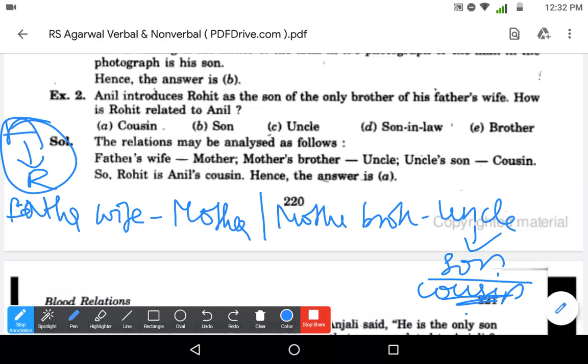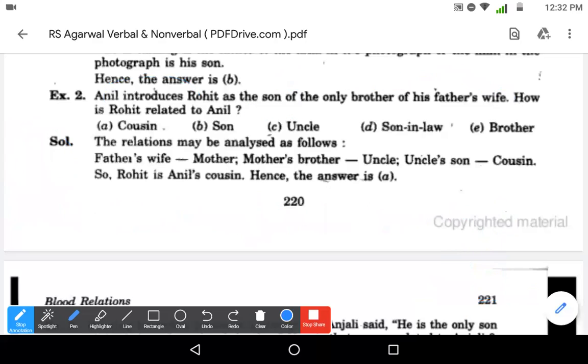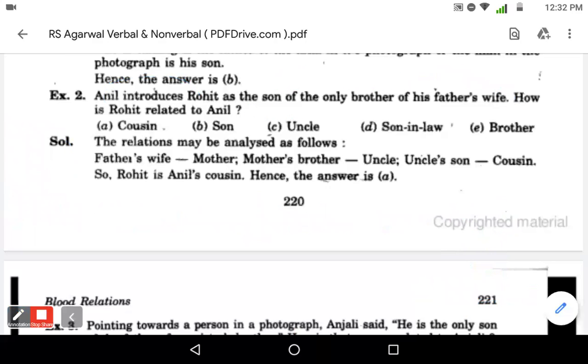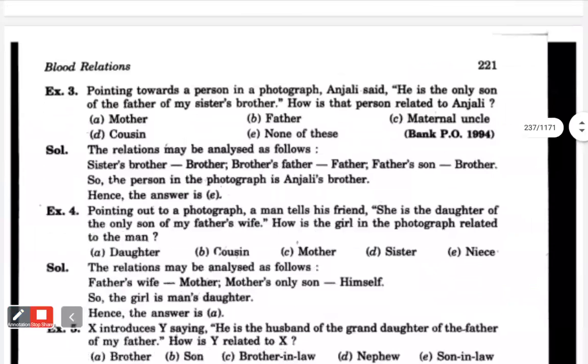So to solve such problems, you will require those blood relations to be learned. Okay, once again, father's wife is mother, mother's brother is uncle, uncle's son is cousin. So Anil and Rohit are cousins. Okay, so this is how you find the blood relation. I hope everybody is able to follow. Now let us move on to the next question.